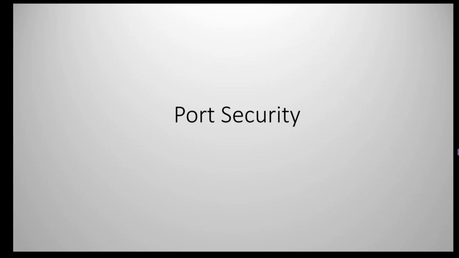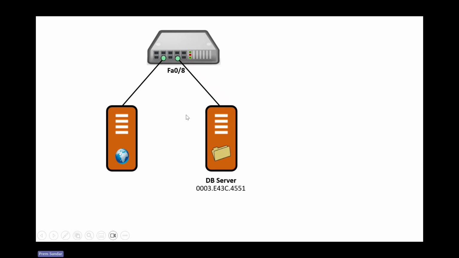For example, if you set a port to allow only one device with a specific MAC address and another device tries to connect, the switch can automatically disable that port and alert you. Let's understand port security with an example. As shown in the diagram, two servers are connected to a switch.